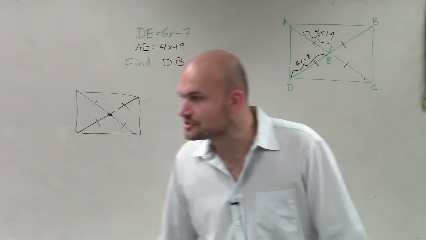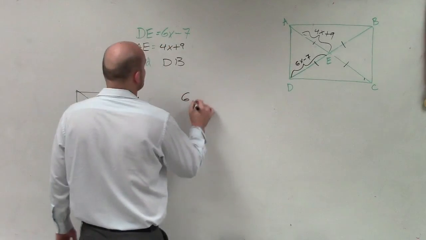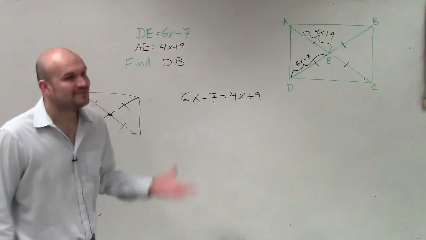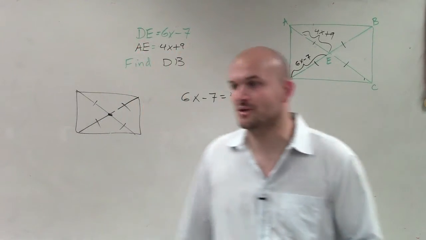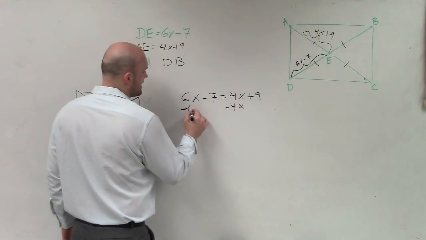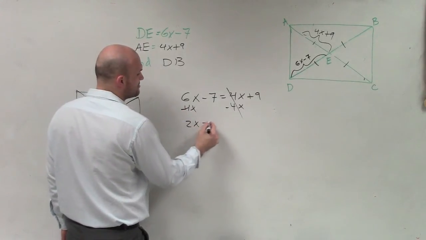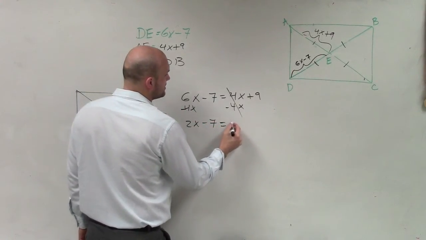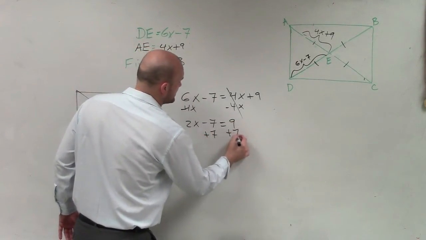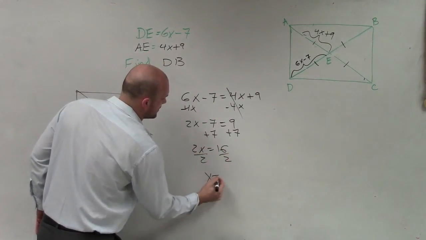So if they're equal in measure, that means we can set an equation. So now I can say 6x minus 7 is equal to 4x plus 9. Now I have an equation, and I can find the value of x. So I subtract 4x on both sides, using the subtraction property of equality. 6x minus 4x is 2x, minus 7 equals 9. Now I can use my two-step equation and inverse operations, and I have 2x equals 16, divide by 2, x equals 8.